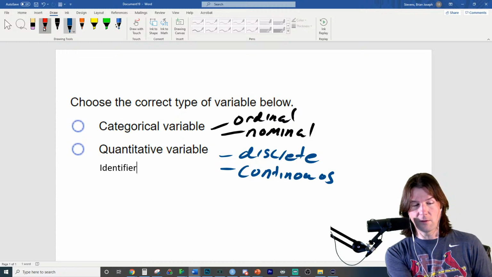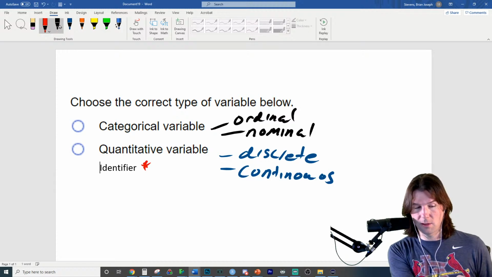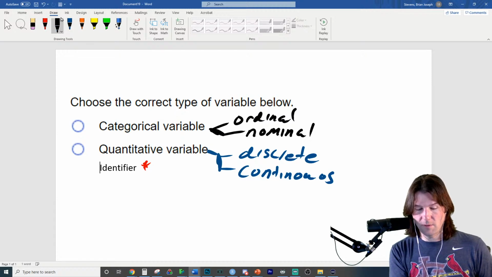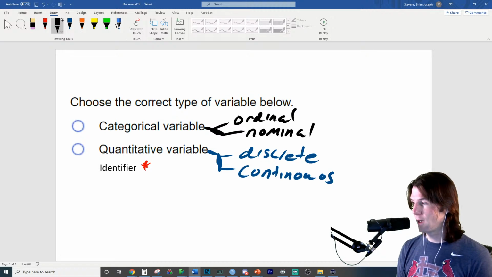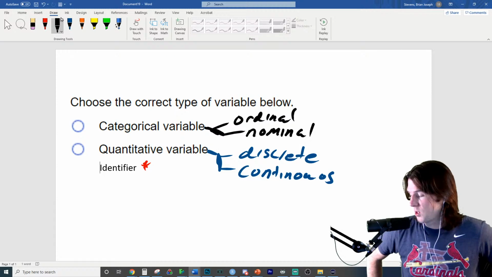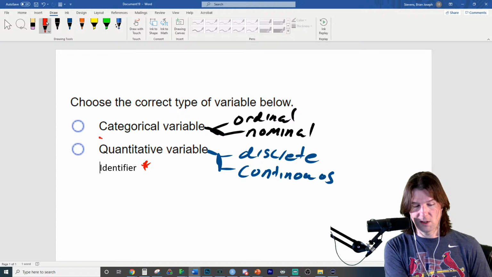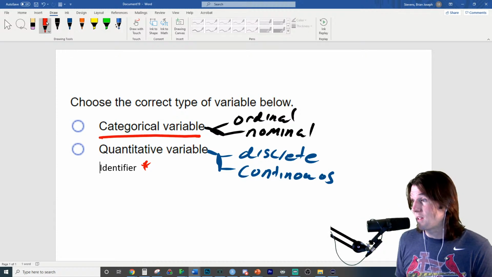And let's put a star on the identifier, or a dot, because identifiers are special types of what variable? They're special categorical variables. They're categorical variables that are groups of one. So identifiers are special types of categorical variables. They are still categorical variables, still a type of categorical. But if you know this right here, this is the key knowledge.